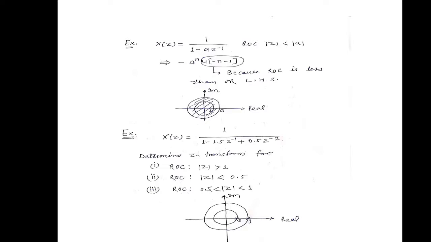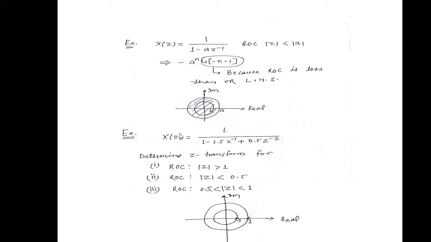This is the second example, where X of z is the same function, 1 upon 1 minus a z inverse, but the ROC is different in this case. The ROC is less than that particular a, so this is left sided and the ROC is inside this circle. When the ROC is inside the circle, the signal is represented as minus a to the power n u of minus n minus 1, because the ROC is less than a, or left sided.